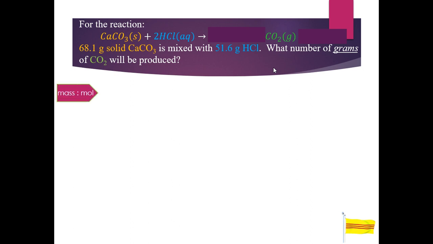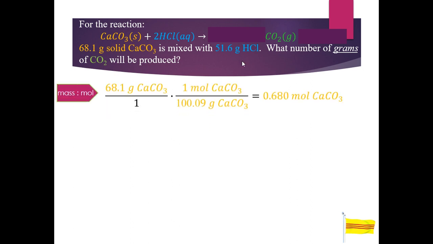Okay. So the first thing you should do is start with one of the substances given to you. In this case, I just started with calcium carbonate. Again, you can start with hydrochloric acid if you like, but in the reaction here, calcium carbonate is on the left side, so I'll go ahead and start with that. So I'm going to take 68.1 grams of solid calcium carbonate, which is my starting point there. And then I'll go ahead and convert grams of calcium carbonate to moles of calcium carbonate, because once I know moles of calcium carbonate, then I can do mole to mole ratio.